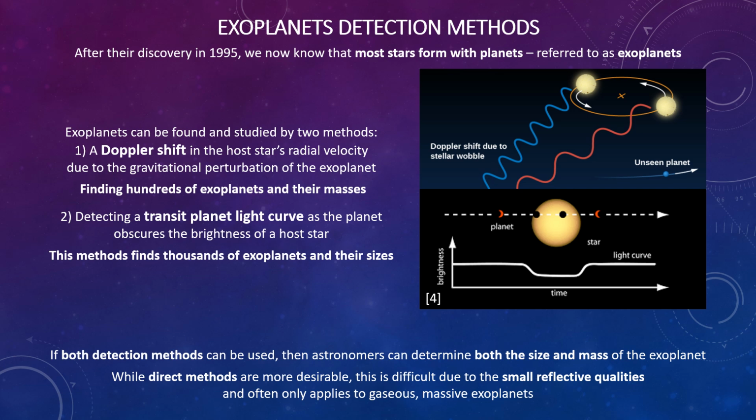And if both detection methods can be used, astronomers can then measure both the size and the mass of the exoplanet. And so while direct methods would be more desirable, it's pretty difficult due to the small reflective qualities, and often this only applies to gaseous and massive exoplanets.